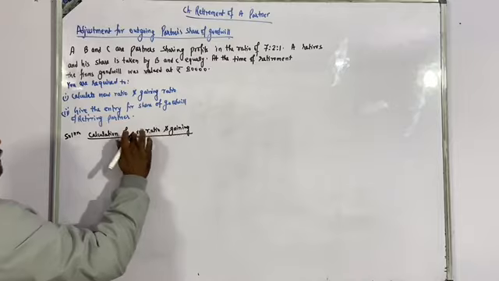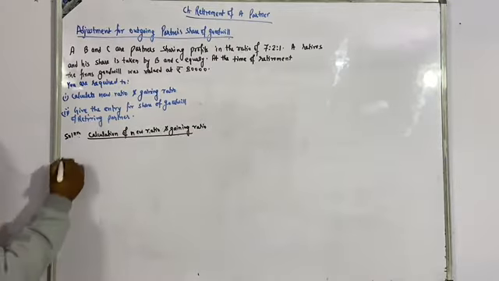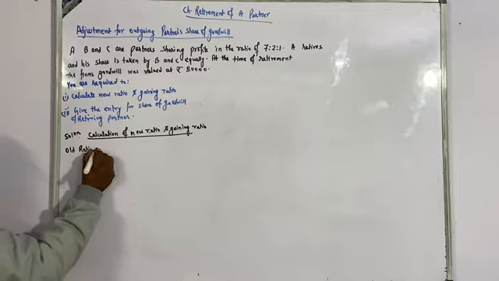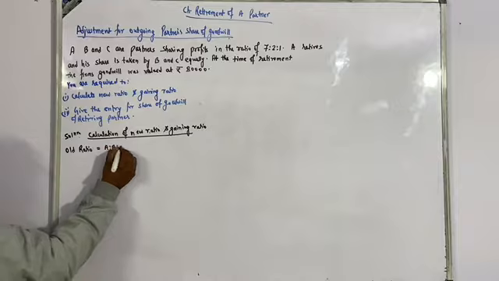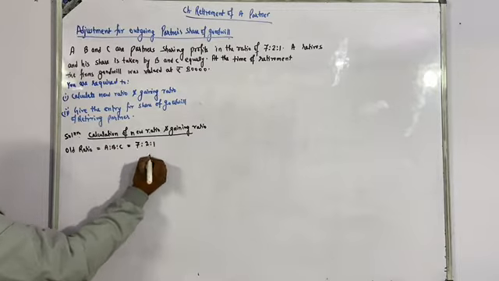New ratio and the gaining ratio. The first thing: the old ratio is given to be how much? Old ratio A is to B is to C. The old ratio is given to be 7 is to 2 is to 1.